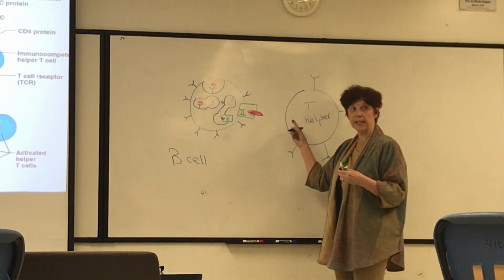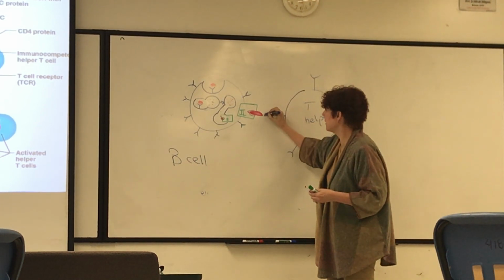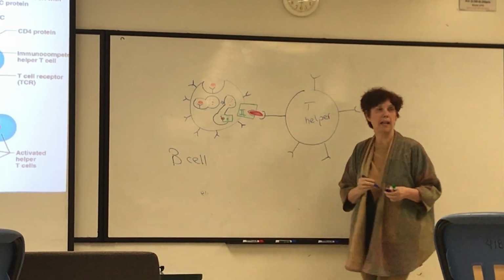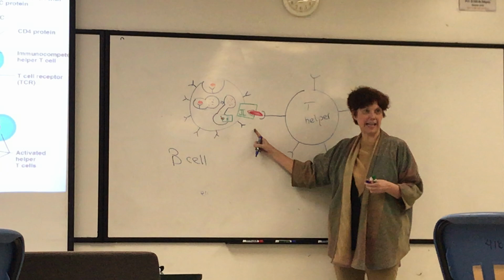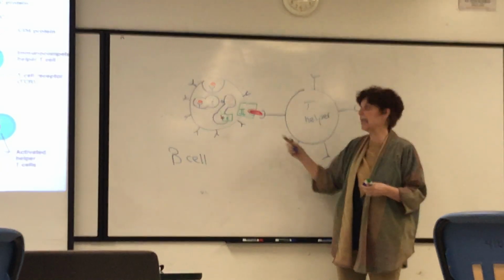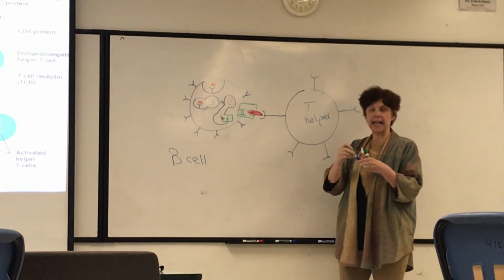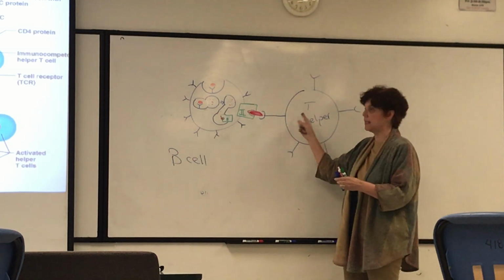And only if the T cell receptors match the same antigen that bound to the B lymphocyte will it bind. So this is our specific process here. Those two have to match, okay? So what's the stabilizing protein utilized by the T helper cell?